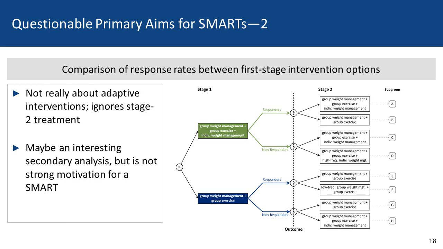Another example of a questionable primary aim might be the comparison of response rates between first-stage intervention options. It might seem that this is a question about adaptive interventions, but it's not really, because it's ignoring what's happening in stage 2. I'm collecting my outcome halfway through the trial, in this case 6 months through the trial, and I'm not really looking at what's happening afterwards, because it's just the proportion of individuals who responded to each treatment. So it's ignoring what happens subsequently. This could be an interesting secondary analysis, but in and of itself, it's not a strong motivation for a SMART, and so it's not a great choice of primary aim.